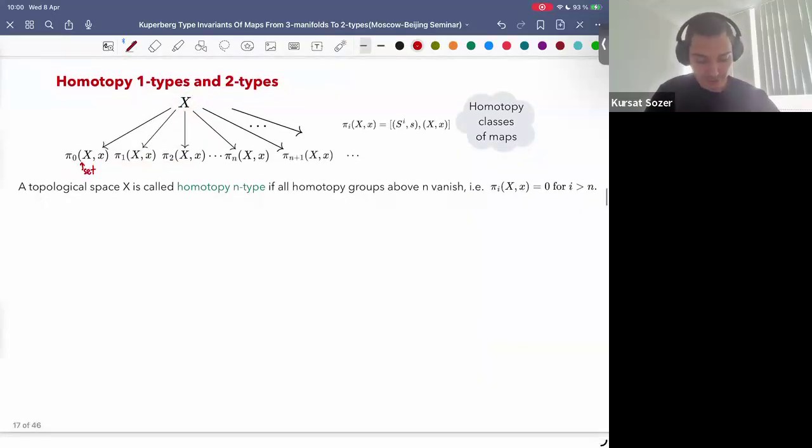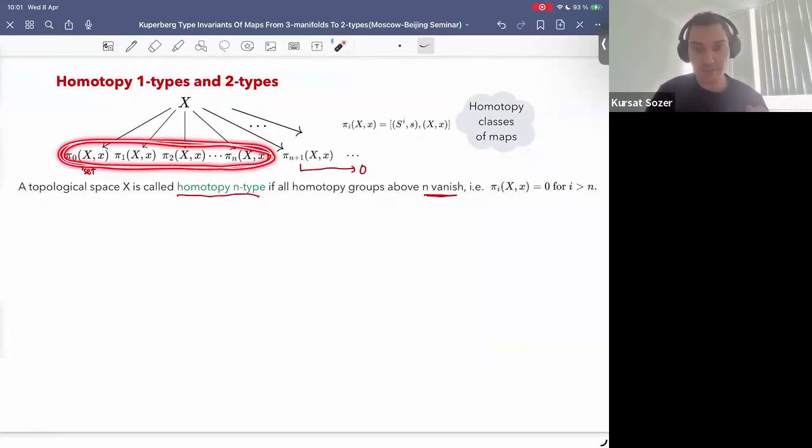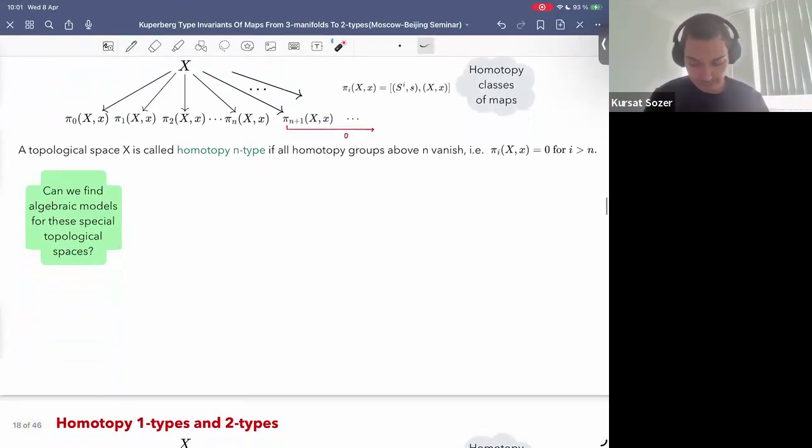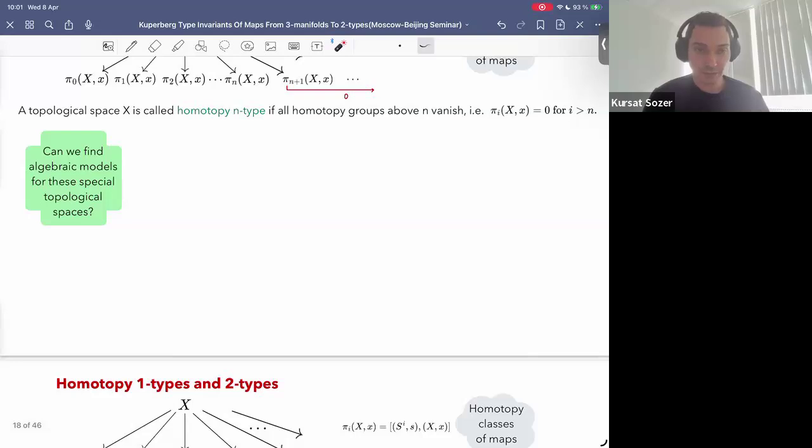And we call the topological space X a homotopy n-type if all of the homotopy groups above n vanish. So from now on, they all become 0. We only have finitely many pieces of homotopy information. Such spaces are called homotopy n-types. Okay? And one question in this combinatorial algebraic topology: can we find algebraic models for these homotopy n-types?